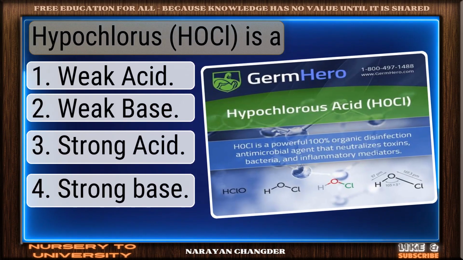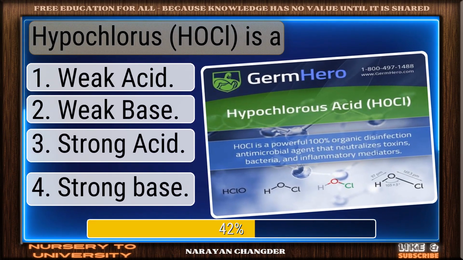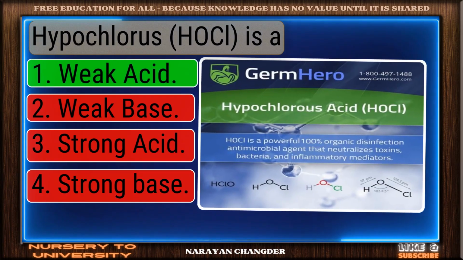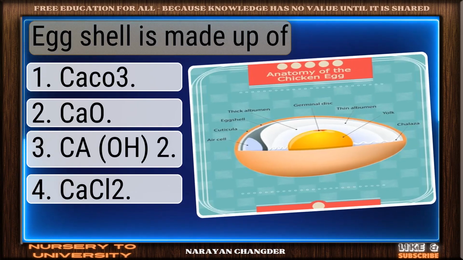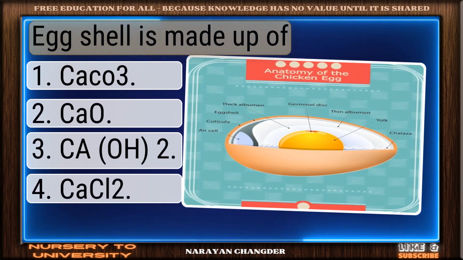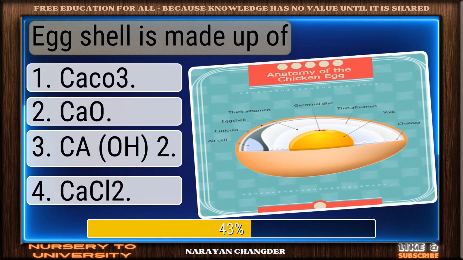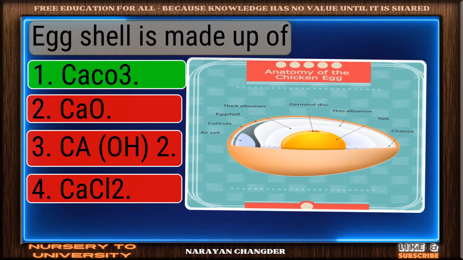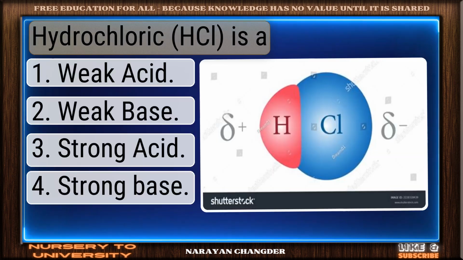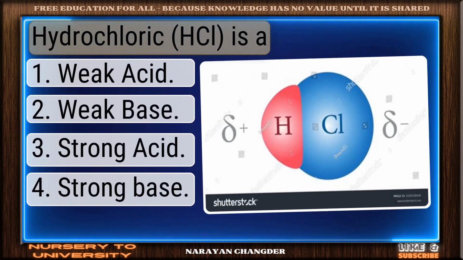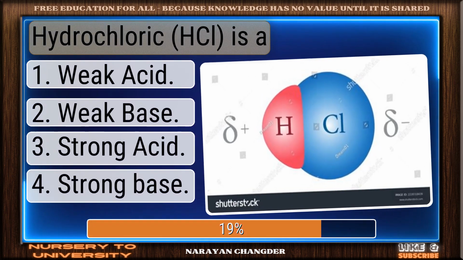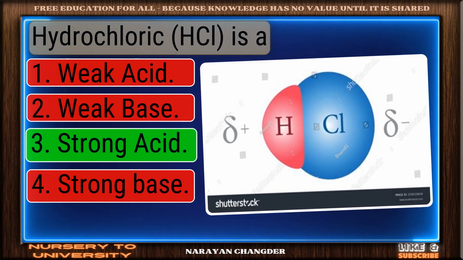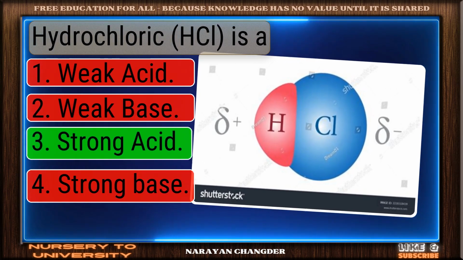Question number 221. Hypochlorous is a... You're right. Weak acid is the correct answer. Question number 222. Eggshell is made up of... On track. CaCO3 is the correct answer. Question number 223. Hydrochloric is a... Excellent. Strong acid is a brilliant choice.